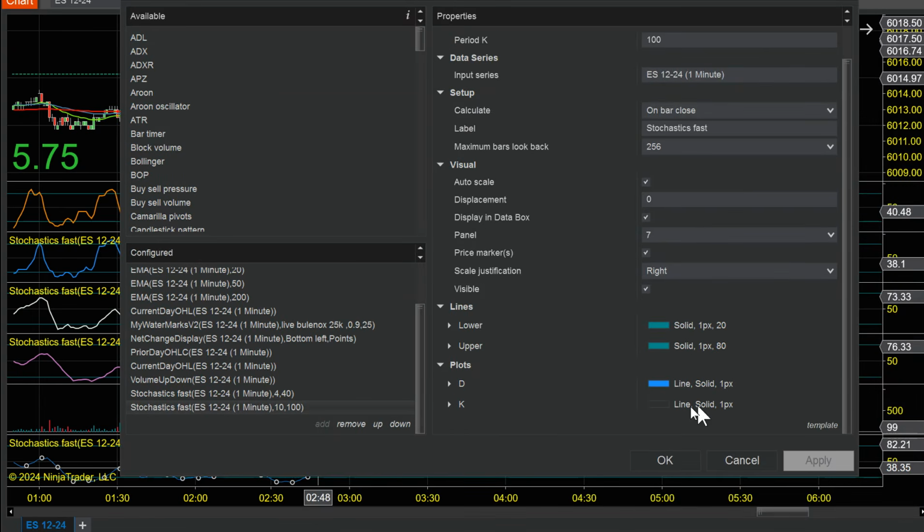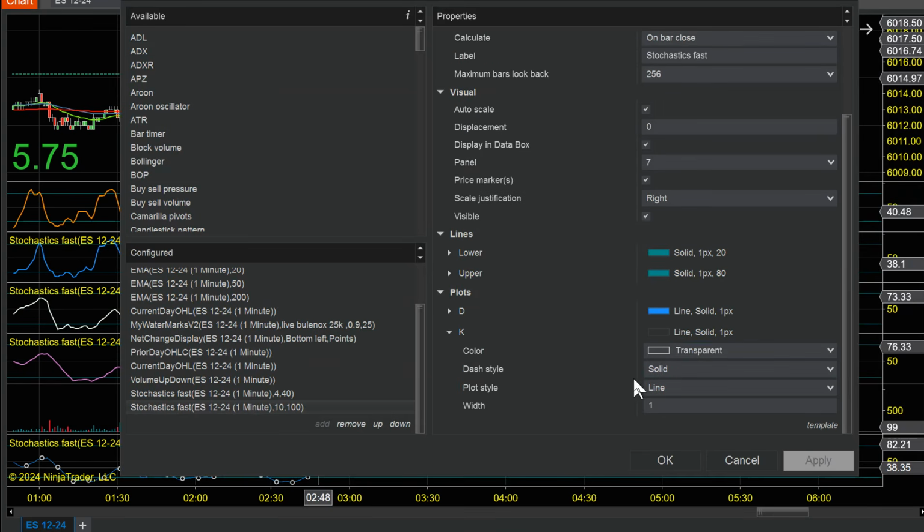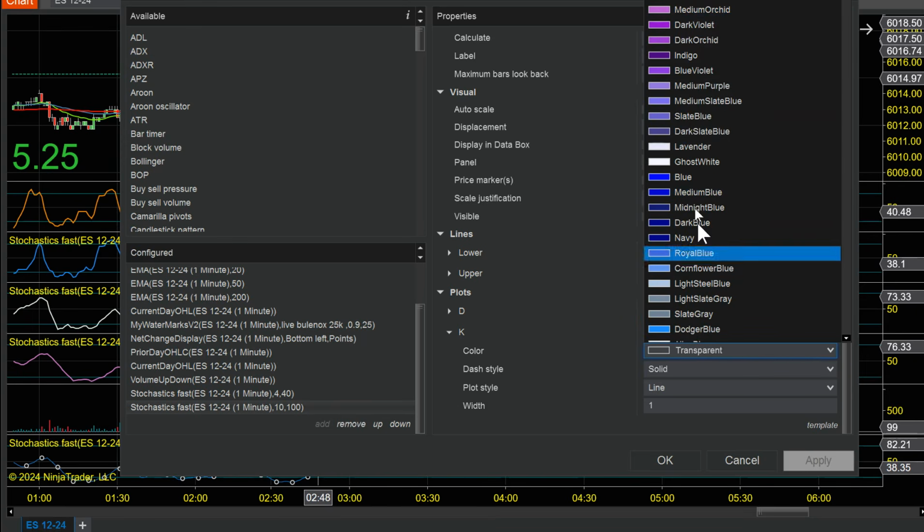Typically you're going to have the 2 lines. See, I have the K line automatically made transparent, but typically it won't be transparent. It might be whatever color you want it. I made it transparent. That's how you're going to do it. So you just get the D line.